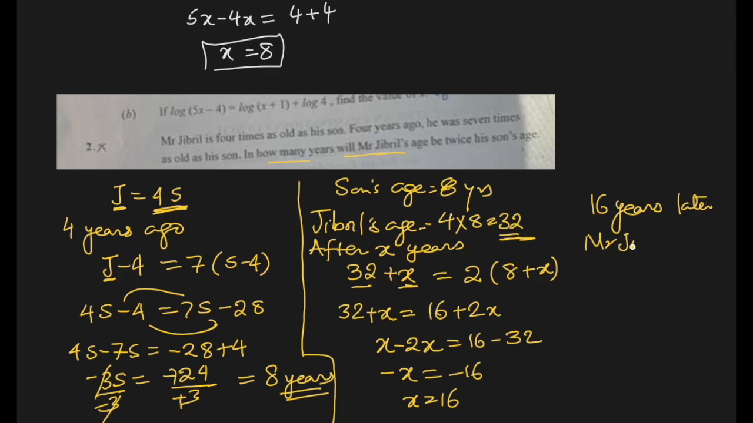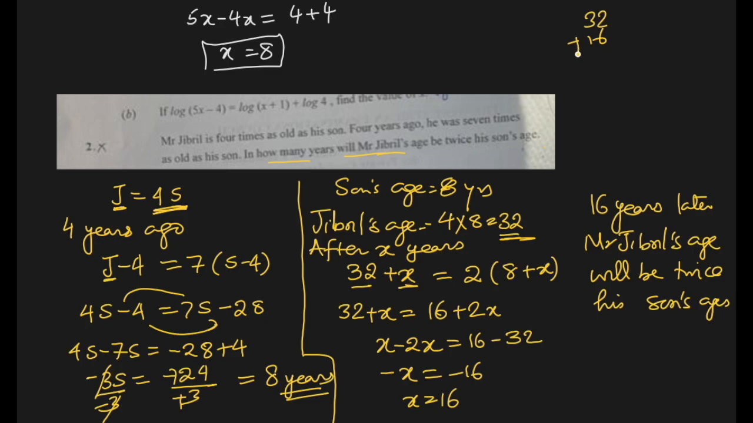So we can write here that 16 years later, Mr. Gabriel's age will be twice his son's age. Let's verify. After 16 years, he's 32 right now, plus 16 makes it 48. His age will be 48. Son's age is 8 plus 16, 24. 48 is twice of 24. Perfect. Our answer is correct.